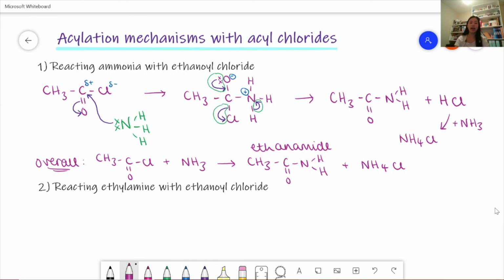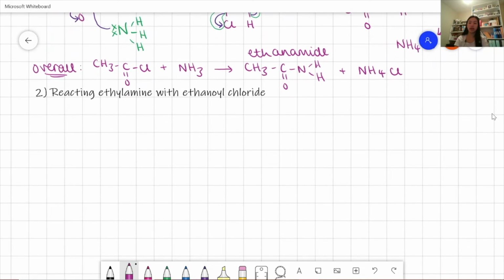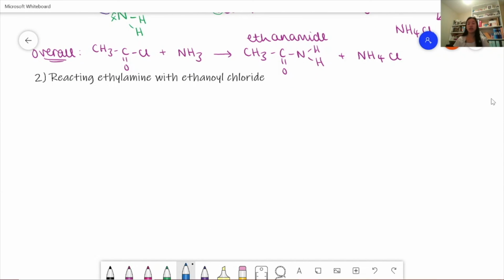And now looking at the reaction of ethylamine with ethanoyl chloride. So this time we're looking at the reaction of the primary amine instead of with ammonia. So again, we have the ethanoyl chloride, so CH3, C double bond O, Cl, and again we have the partial charges. So we have a partially positive charge on the carbon and a partially negative charge on the chlorine. And then again we have the nucleophile, but this time it's ethylamine. So we have a nitrogen which is attached to a hydrogen, an ethyl group, and another hydrogen. And again we have a lone pair of electrons.